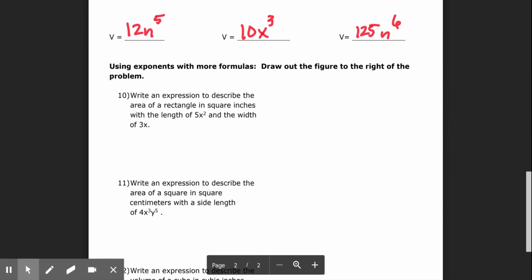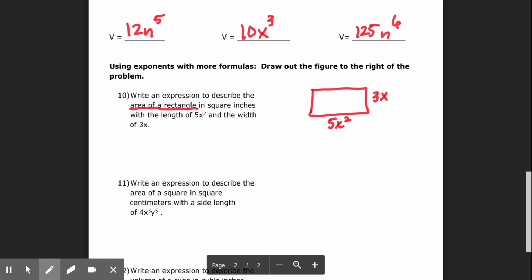All right, then it says using exponents with more formulas. Draw out the figure to the right of the problem. So write an expression that describes the area of a rectangle. So we're going to have the area of a rectangle. There's my rectangle. The length is 5x squared, and the width is 3x.